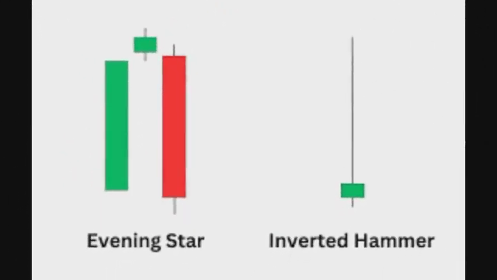What is the psychology behind this pattern? The pattern represents a transition from buying pressure to selling interest. The first candle shows the continuation of the uptrend, while the second candle indicates indecision or hesitation among buyers. The third candle demonstrates sellers gaining control and signaling a potential downtrend.